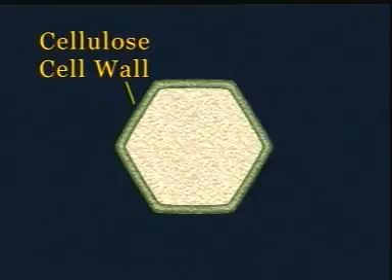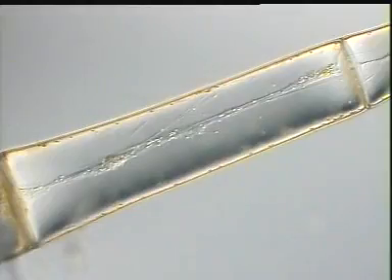Plant cells are the same as our model cell except for two important additions. Outside the cell membrane is a wall made of cellulose. Plant cells are therefore usually more rigid than animal cells.